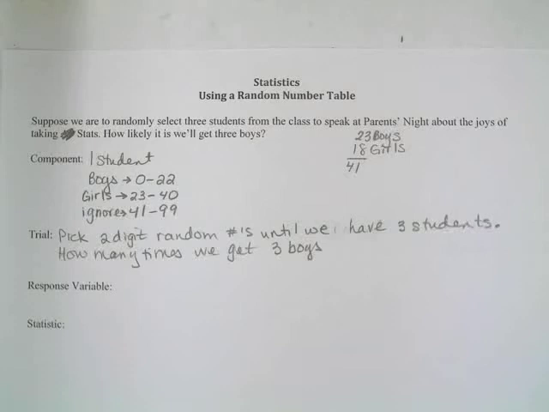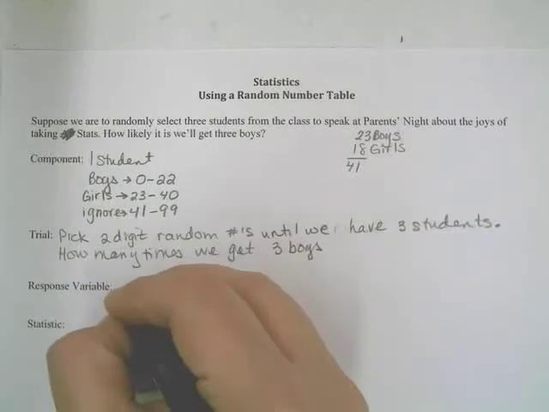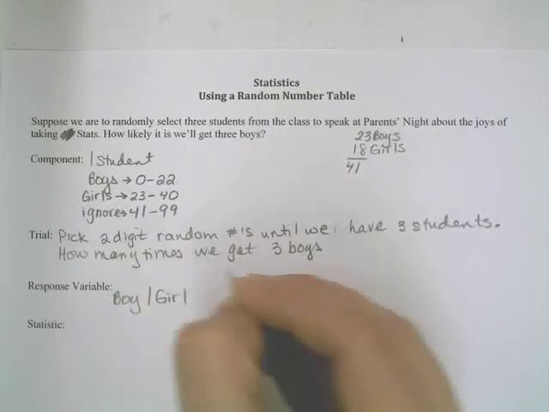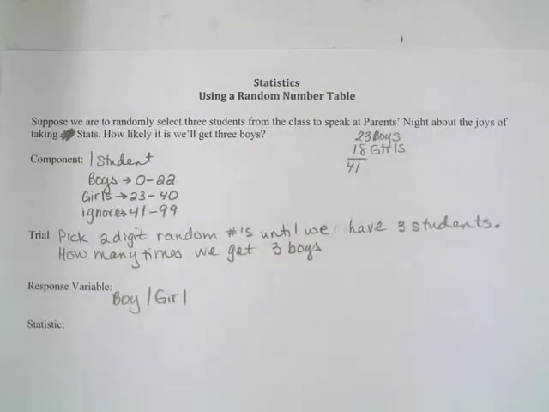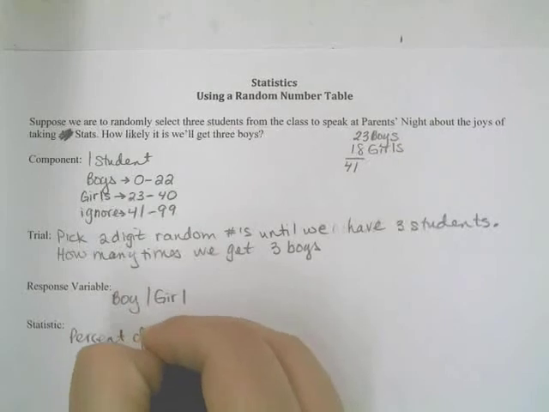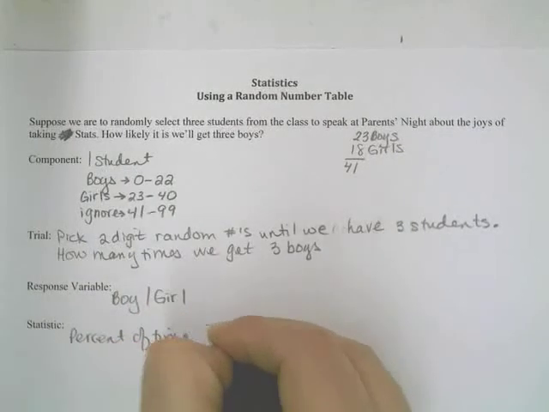Okay? So the response variable is a boy or girl. That's what we're looking at. And we're looking for 3 boys. And we're looking for the percent of time it is 3 boys.